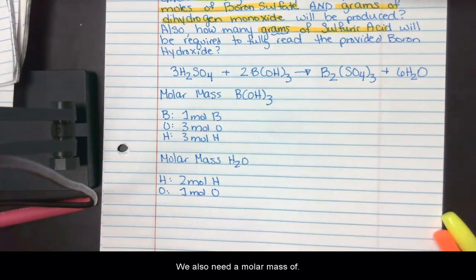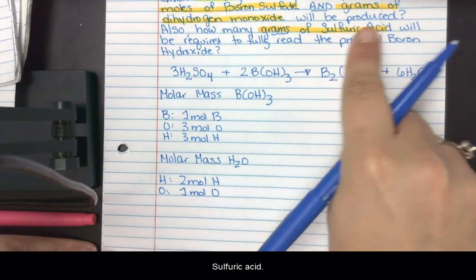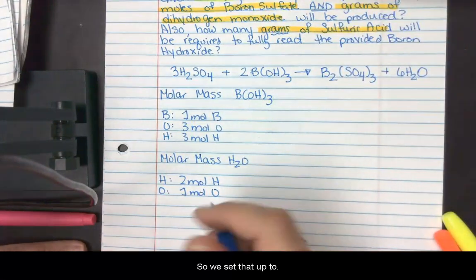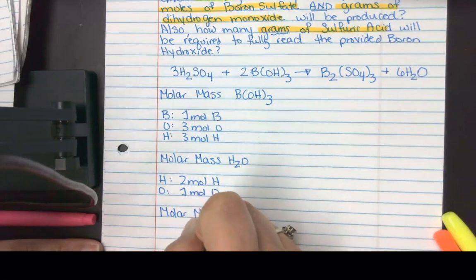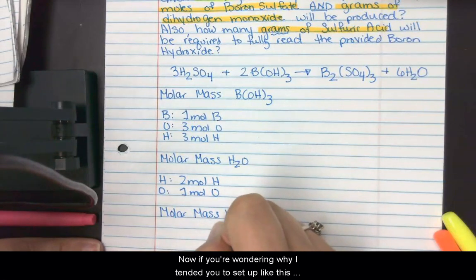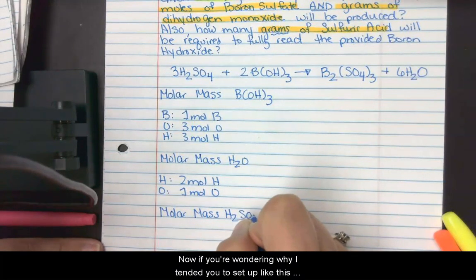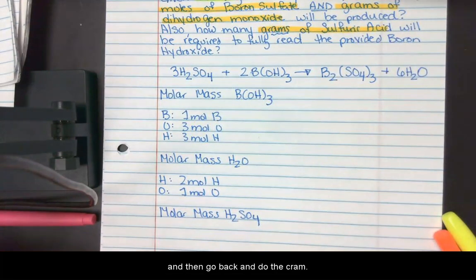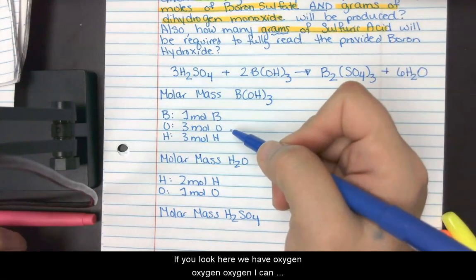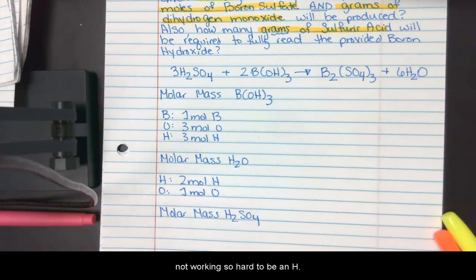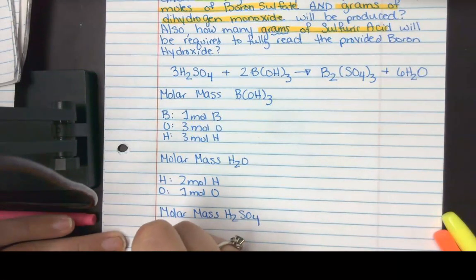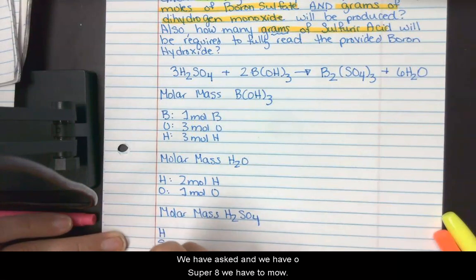We also need a molar mass of sulfuric acid, so we set that up too. Now, if you're wondering why I tend to do the setups like this and then go back and do the grams, it is because if you look here, we have oxygen, oxygen, oxygen. I can look it up 1 time and then put it in for all of them, so I'm not working so hard. So we have H, we have S, and we have O.